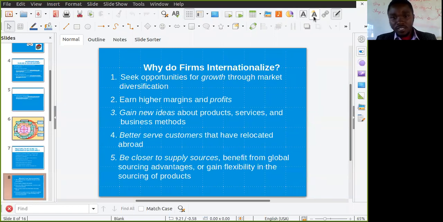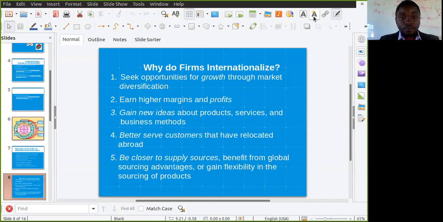Gain new ideas about products, services, and business methods. There's a point which says that for you to learn new ideas, you do not have to be restricted to one thing in life. By reading, we get to know more. By moving, we get to experience more. That is why if a firm is operating in Zambia and decides to go international, establishes itself in another country, in that country it will be able to learn new ideas, new production methods, and new services on how products have to be managed. That is what we gain by being able to go international.